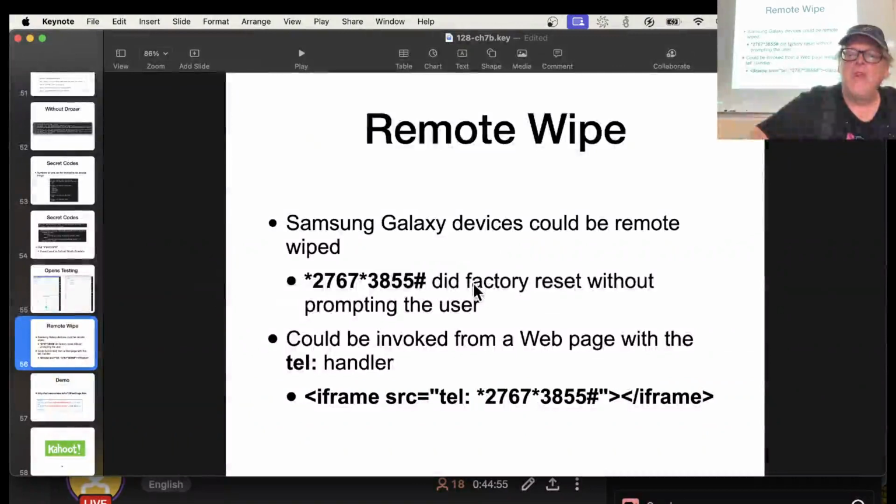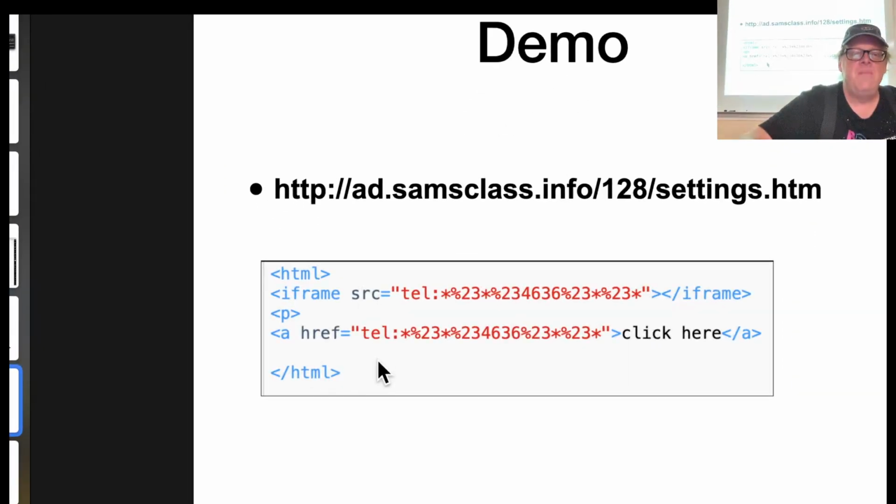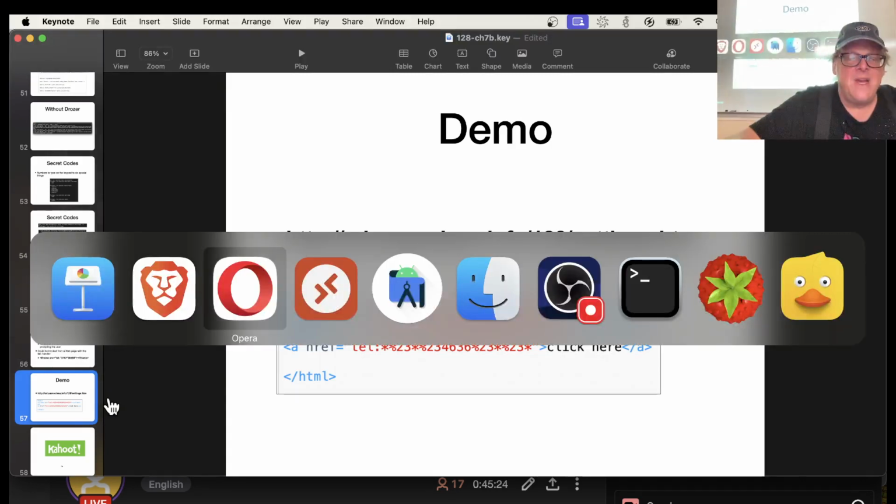There was one that would remotely wipe the device to factory reset on Samsung devices, and therefore you could invoke it from a web page. So you could make a web page where when you go to the web page, it will open an iframe with a tel prefix, and that will automatically dial this telephone number and wipe your phone. So that's pretty nasty. And here's the kind of code you'd have on the web page to do that. So that's another bad thing that can happen to you, I think.